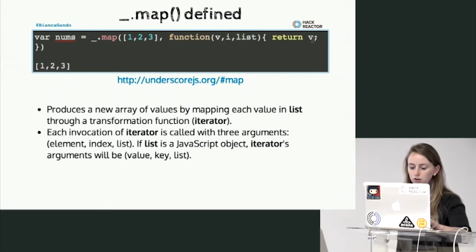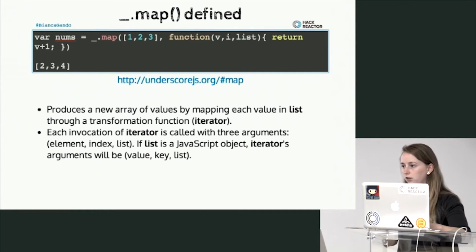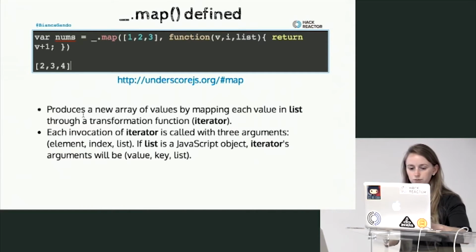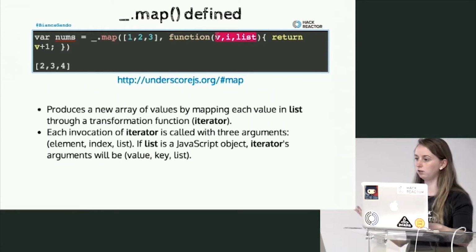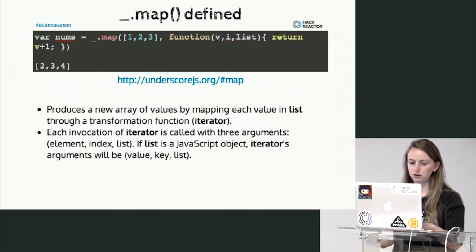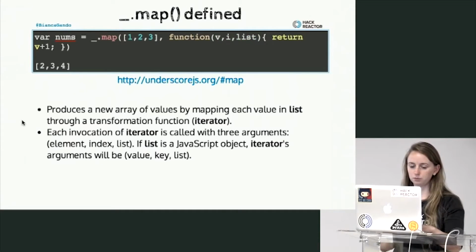So we can return like num, the value, plus 1, and then that would output 2, 3, 4. So then you can transform your data this way. So it produces a new array of values by mapping each value in the list and transforming it using this function. And the same holds true with the parameters. They're always going to be the value, the index, and the entire list. Cool.